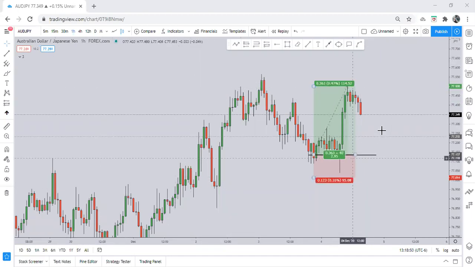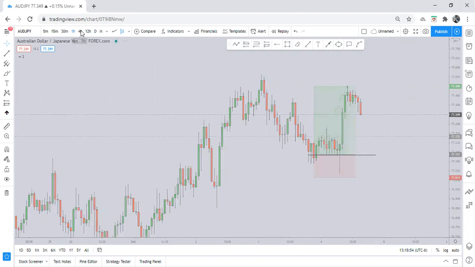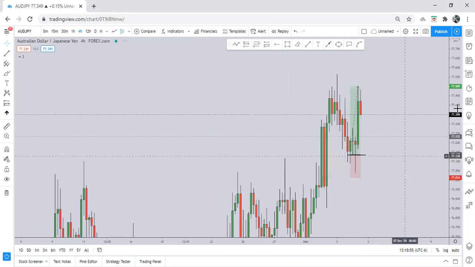So today I'm going to talk about how I took this Australian Japanese yen trade under the 1 hour time frame. First of all, it's starting at H4. It's going to be a full breakdown of how I took this trade.